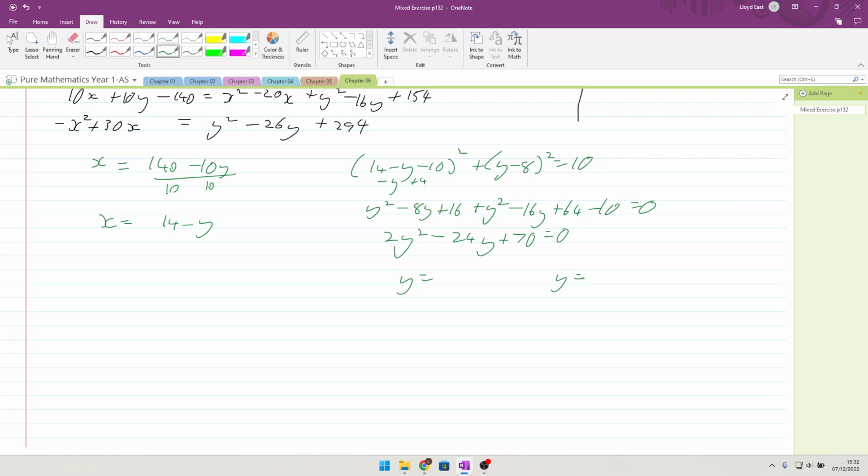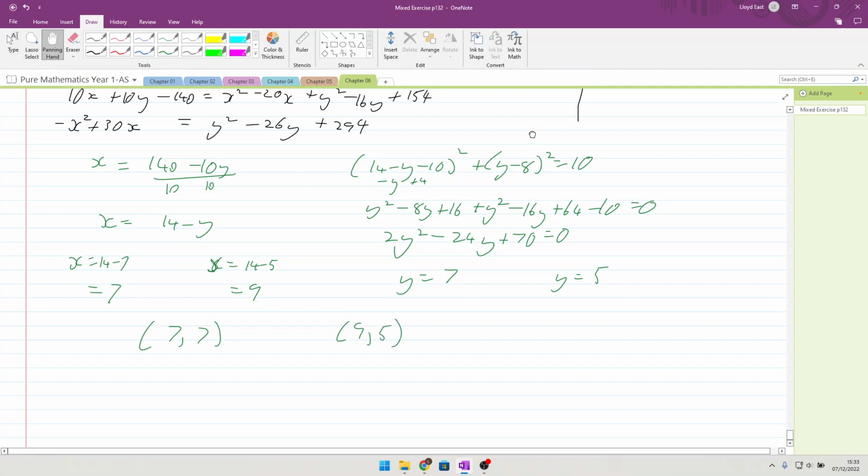Then we can say y is equal to, using a solver, minus 24 and 70, and we get 7 and we get 5. With that done, we can put 7 and 5 into here. I'm going to say x is equal to 14 minus 7, meaning it is equal to 7, and x is equal to 14 minus 5, which is equal to 9. So we get our points of 7, 7, and we get a point of 9, 5.